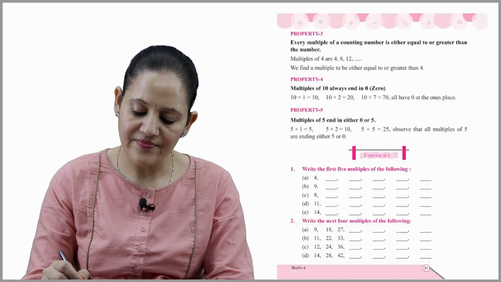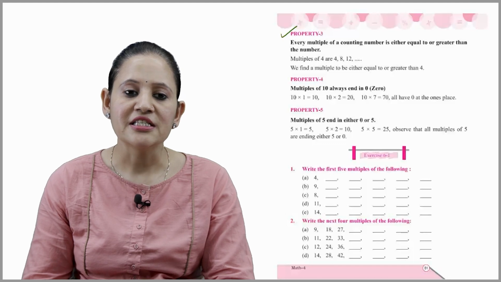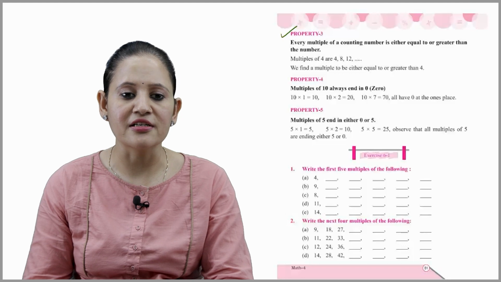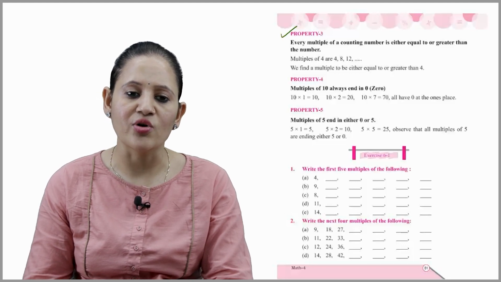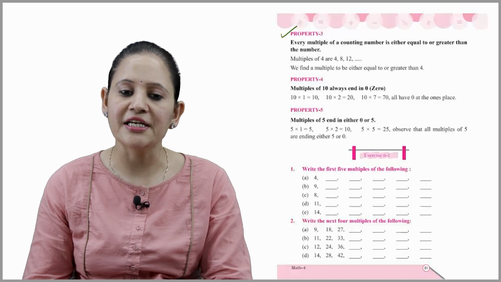प्रॉपर्टी 3. एवरी मल्टीपल ऑफ काउंटिंग नंबर इज ईदर इक्वल टू और ग्रेटर देन द नंबर. जितने भी मल्टीपल्स होंगे ईदर इट विल बी इक्वल टू दैट नंबर और ग्रेटर देन दैट नंबर. लाइक मल्टीपल ऑफ 4 आर 4, 8, 12 एंड सो ऑन. सो वी फाइंड दैट मल्टीपल टू बी ईदर इक्वल टू और ग्रेटर देन 4.